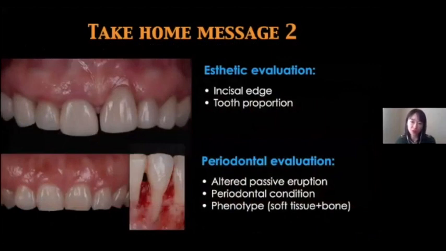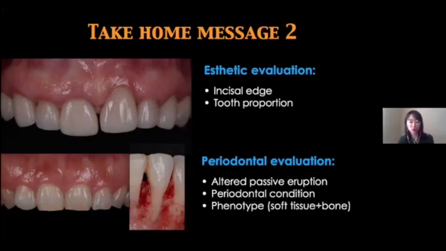So the take-home message here is that the aesthetic evaluation of incisor edge and tooth proportion is very important. And the periodontal evaluation is just as important to diagnose altered passive eruption, and you need to confirm the periodontal condition of the patient. And last but not least is the phenotype of the patient, which means the soft tissue and the bone.